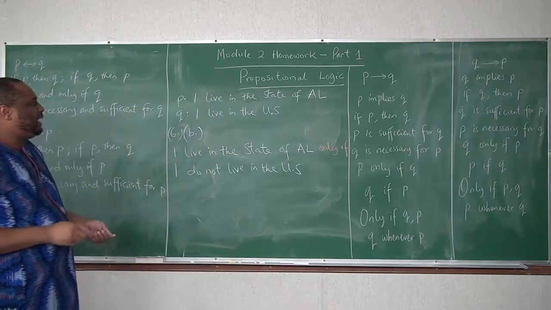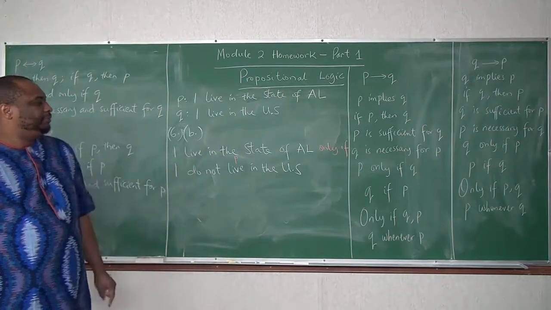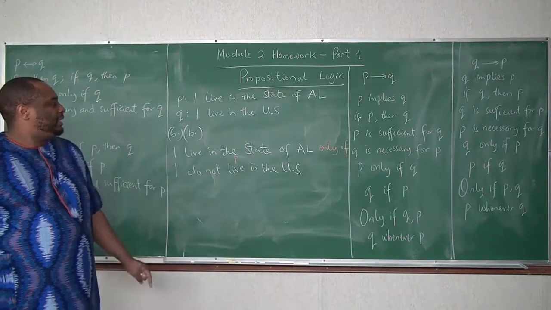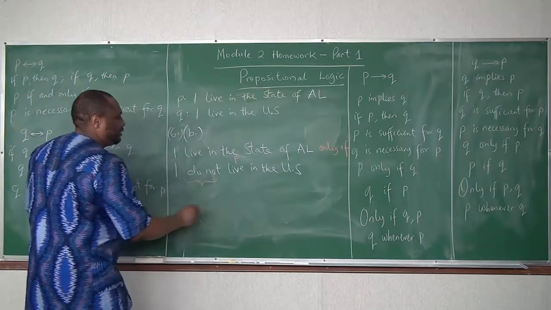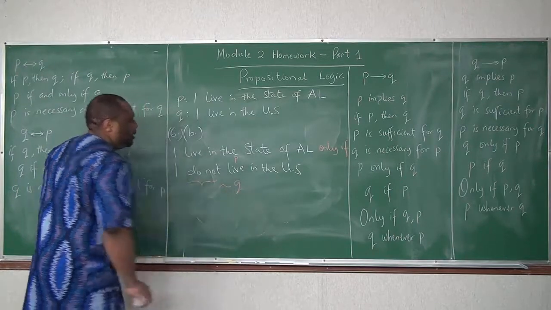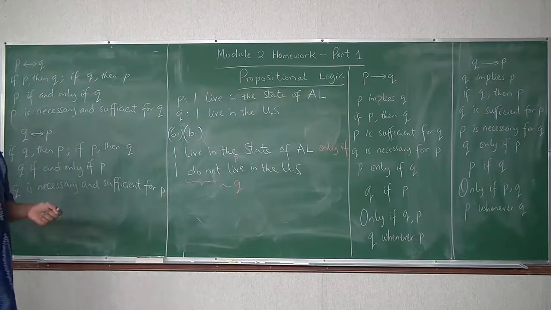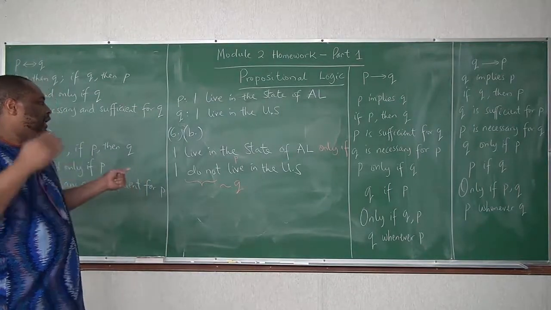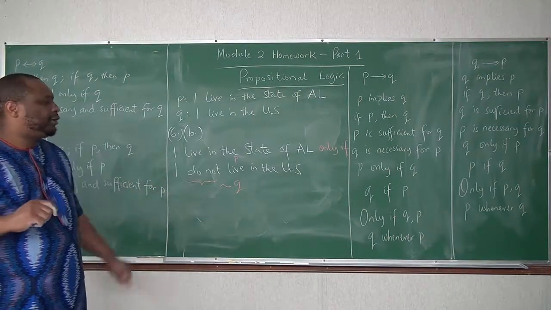So look at this. I live in the state of Alabama is P. I do not live in the US. Look at the do not here. Negation. So this is negation of Q. I live in the US is Q. I do not live in the US is not Q. I live in the state of Alabama is P, only if I do not live in the US, do not is not Q. So negation Q, not Q.